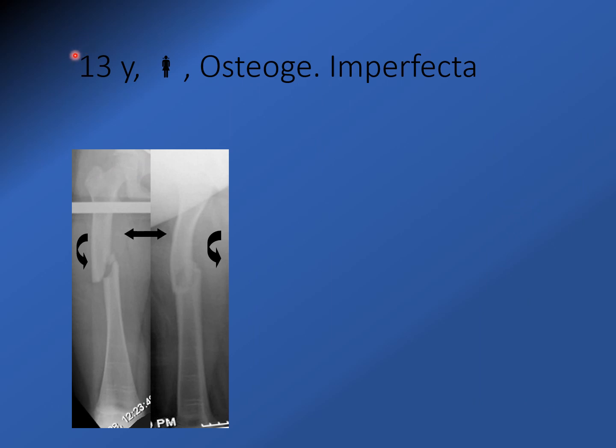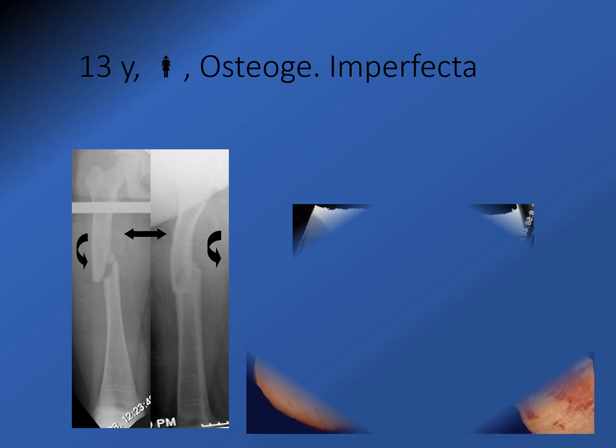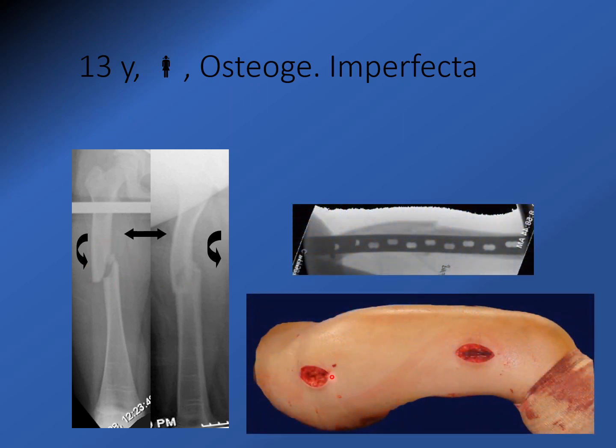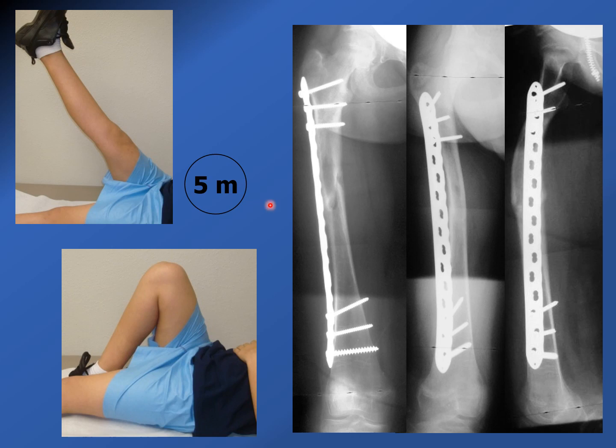So this is another example, a 13-year-old female with mild osteogenesis imperfecta. She has a femur fracture with obvious rotation. She was treated with submuscular plating, 2 small incisions, and then the plate was passed underneath the muscles and fixed proximally and distally. And this is the 5-month follow-up. You can see a full range of motion and good signs of healing here over the fracture, and good signs of healing here in the lateral view.